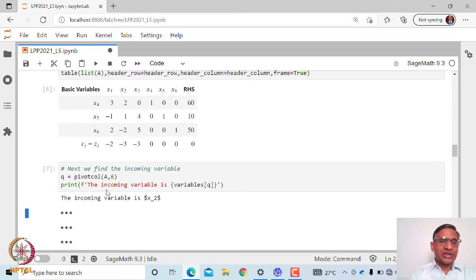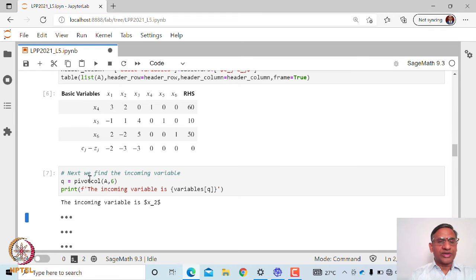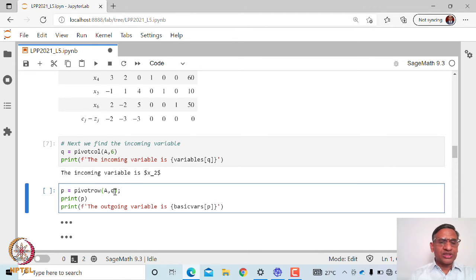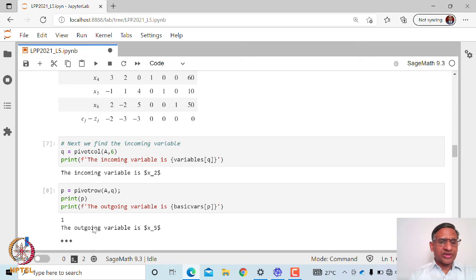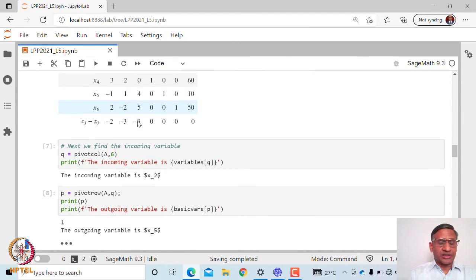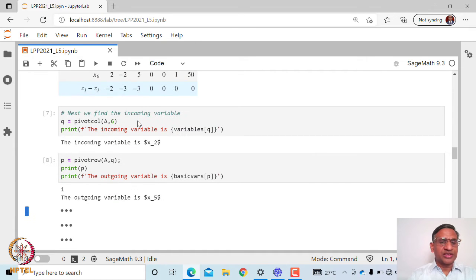Right, next we will find out what is going to be the outgoing variable. For that we will call pivot row, and we have to give A, and also the incoming column, which was Q, which we obtained in the previous step. So let us call this. In this case it says that x5 is going to be the outgoing variable, which corresponds to row number 1, the second row. Row numbers and column numbers start with 0.